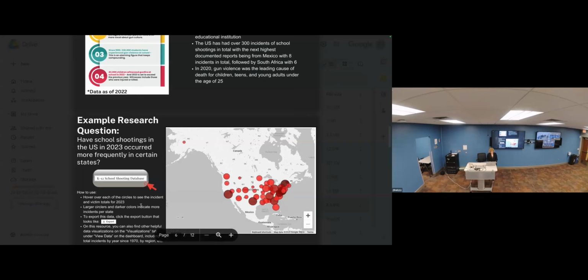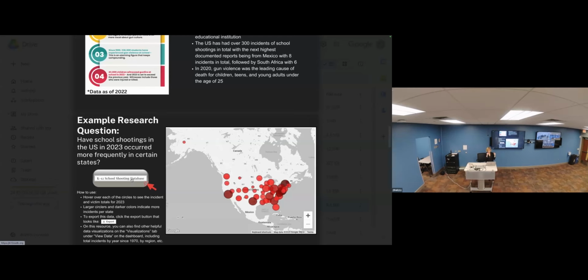So here's one example question. Have school shootings in the US in 2023 occurred more frequently in certain states? And so there's a red arrow here, and every time there's a red arrow in this guide, it points you to a data set. And this is K through 12 school shooting database. And if you click on that, you get right to the database.